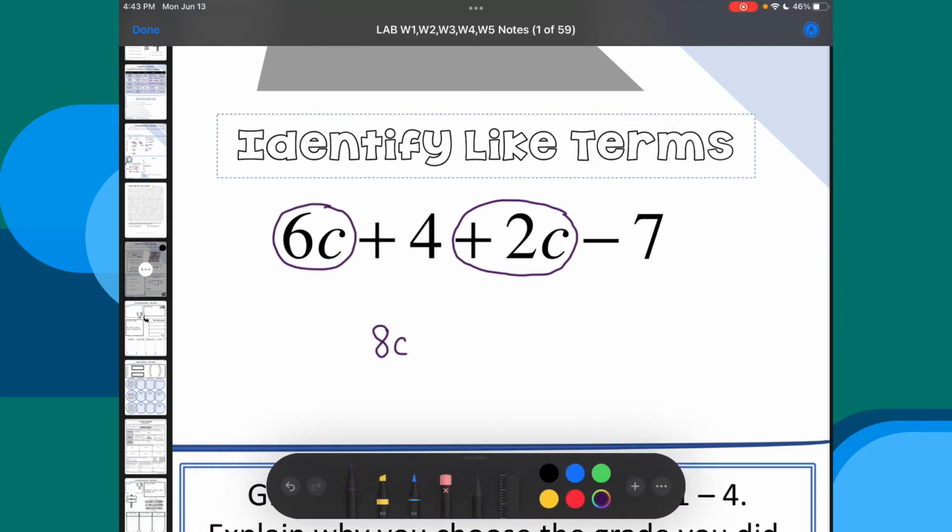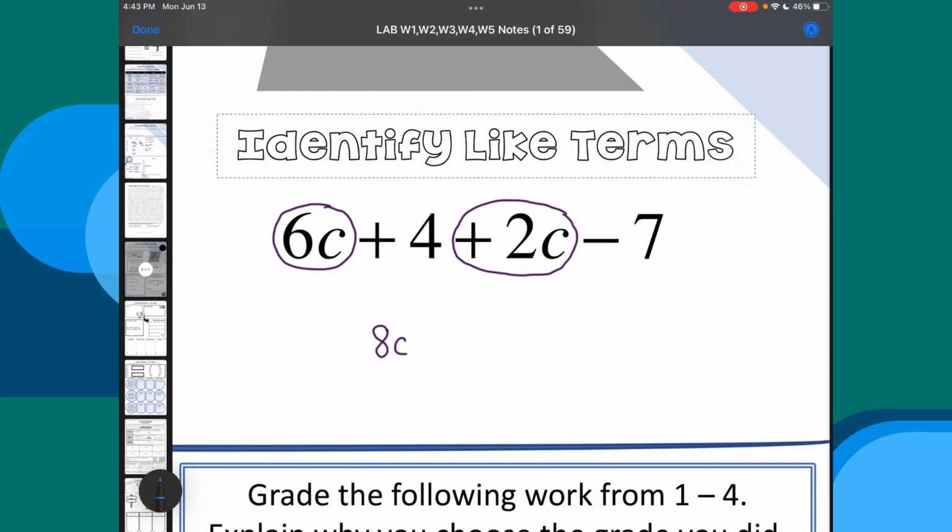Then we look at our constants to see if we can combine them together. So here we have a positive 4. Notice I'm including the sign again. And a takeaway or minus 7. So 4 minus 7 is going to give us negative 3.